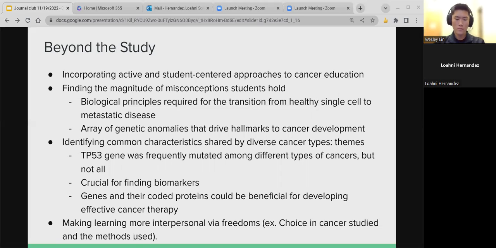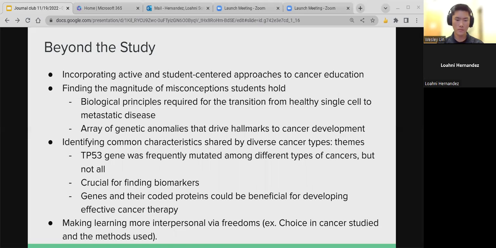There's also an array of genetic anomalies that drive hallmarks to cancer development, and students were not able to initially identify this. And so being able to find these misconceptions and target those in education is extremely important. We can also go through and identify the common characteristics shared by diverse cancer types. So focusing on the themes.